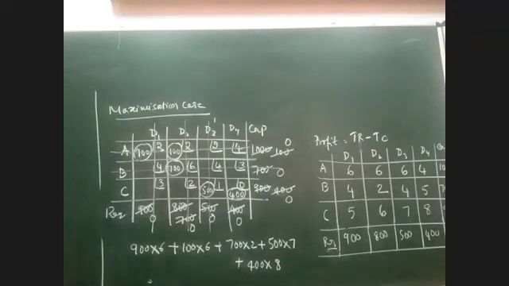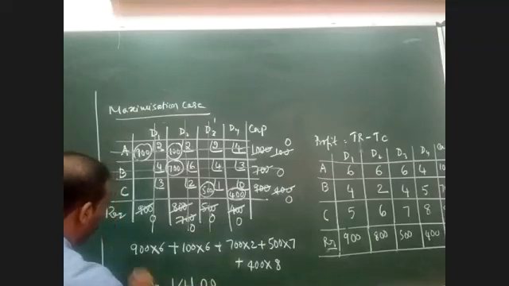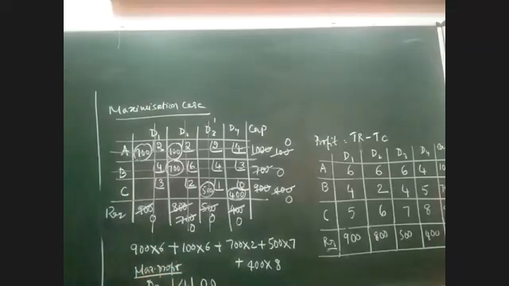Anybody? 14100. So this is the answer. The maximum profit for this particular problem happens to be 14,100 rupees. This is how we solve the maximization problem.